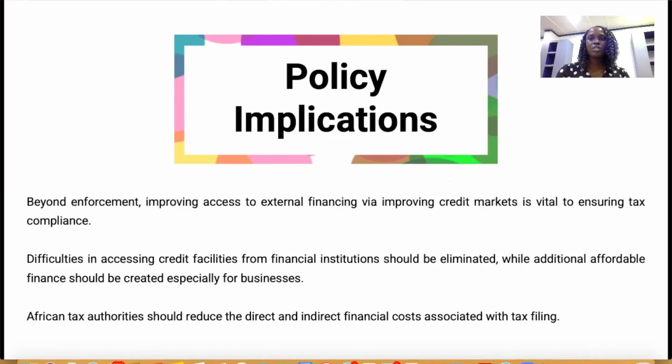What are the key policy implications? First, beyond enforcement, improving access to external finance via improving credit markets is vital to ensuring tax compliance. Second, difficulties in accessing credit facilities from financial institutions should be eliminated, while additional affordable finance should be created, especially for businesses. Third, African tax authorities should reduce the direct and indirect financial costs associated with tax filing.